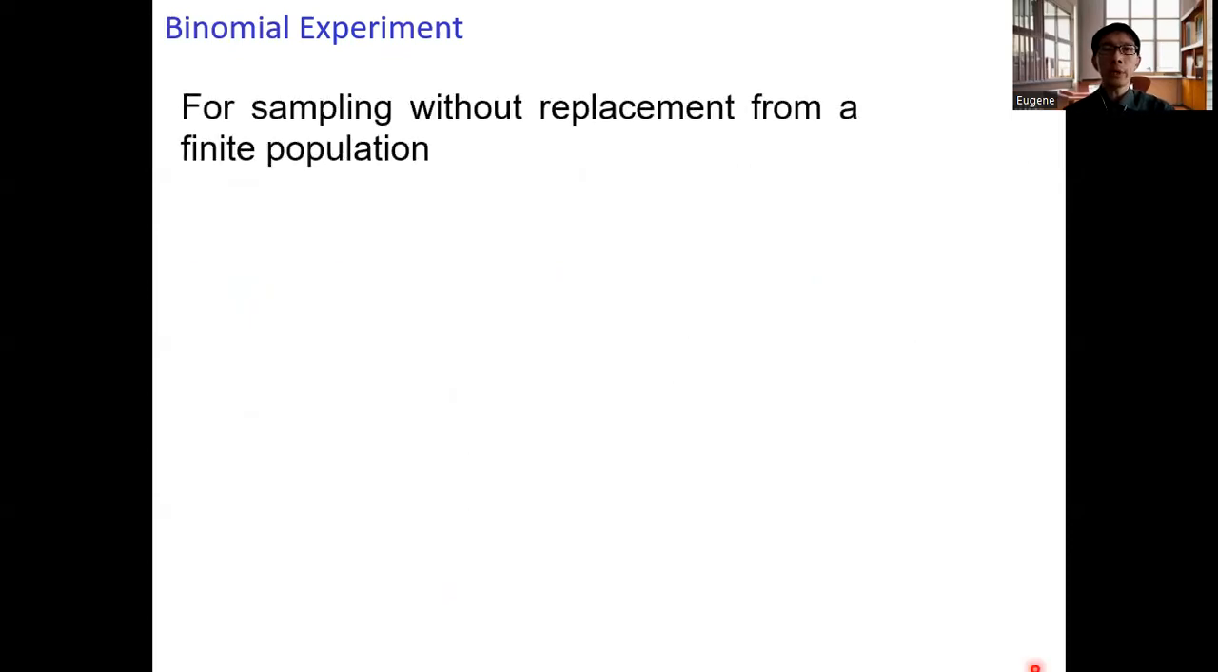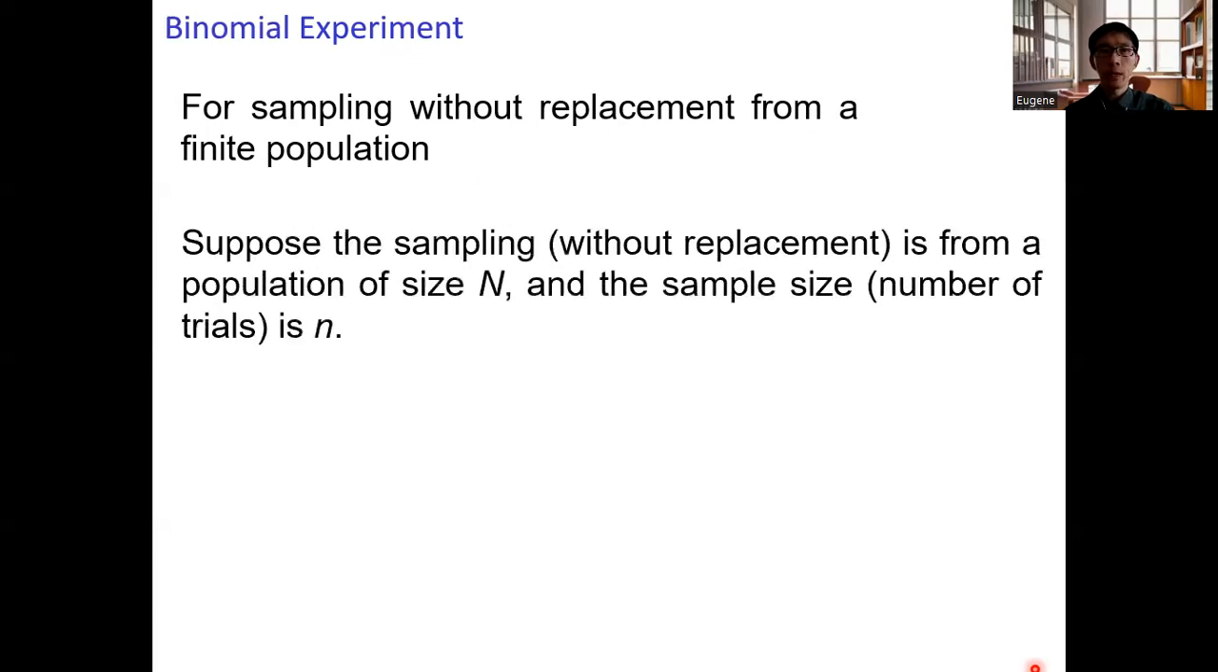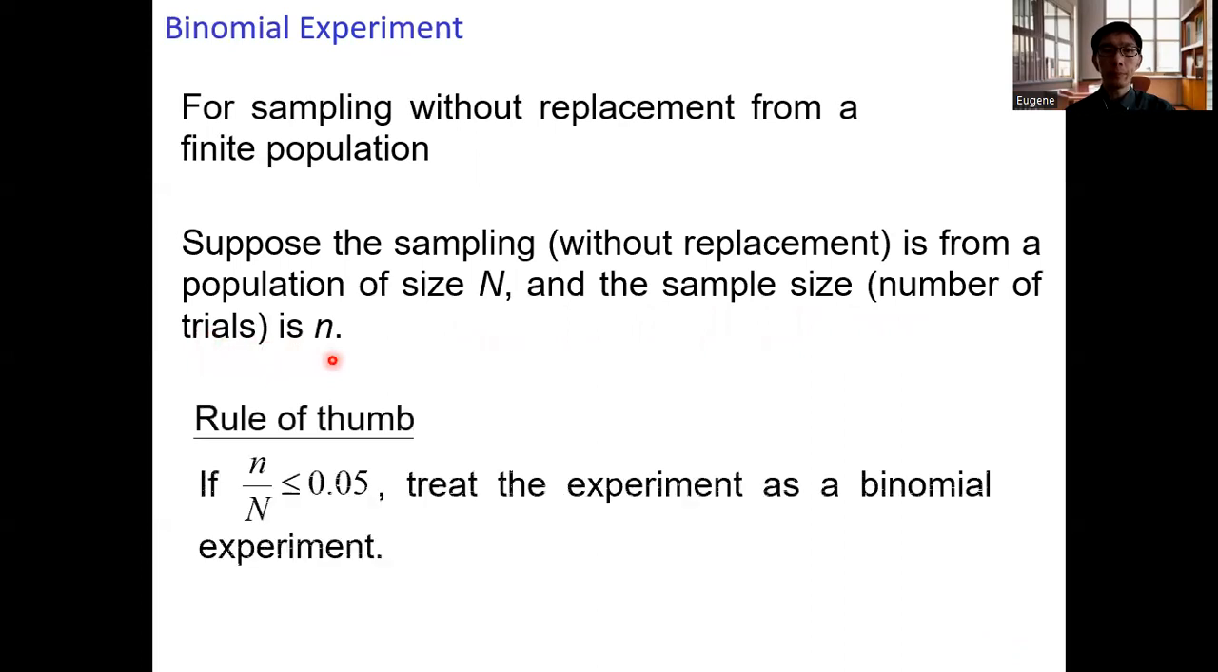So here, this experiment is a sampling without replacement from a finite population. Suppose the sampling without replacement is from a population of size big N, and the sample size, that is the number of trials, is small n. We have a rule of thumb. If the sample size over the population, small n over big N, is less than or equal to 0.05, we can treat the experiment as a binomial experiment.